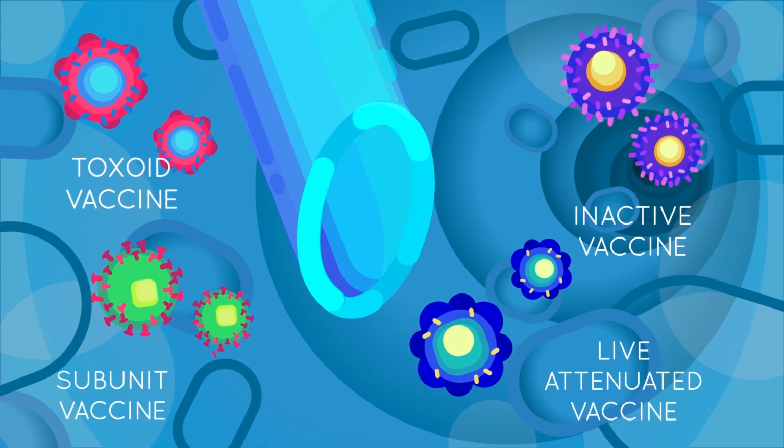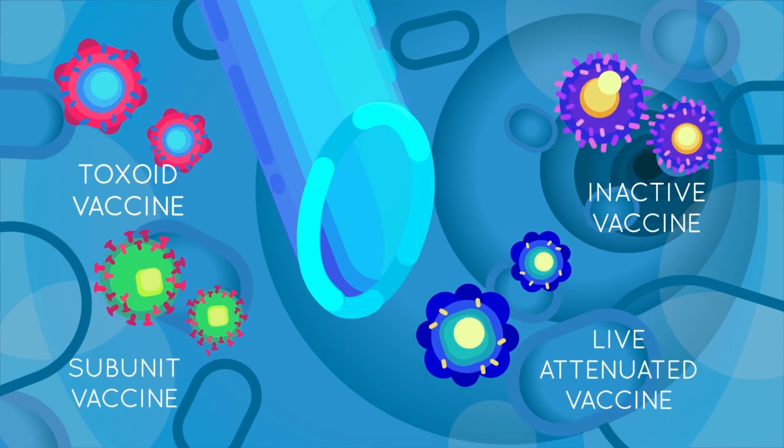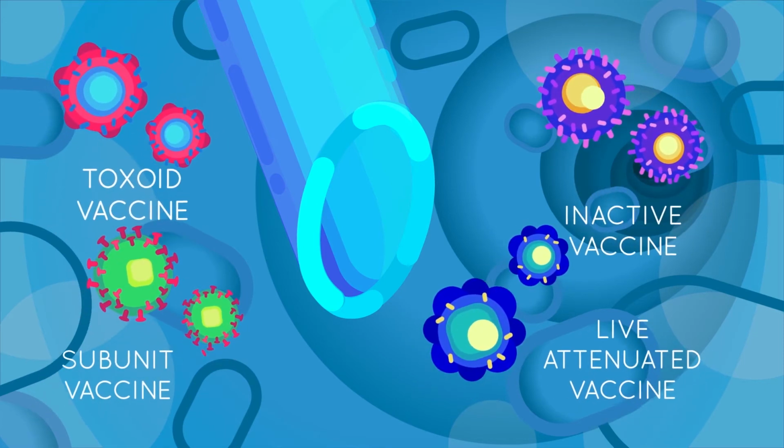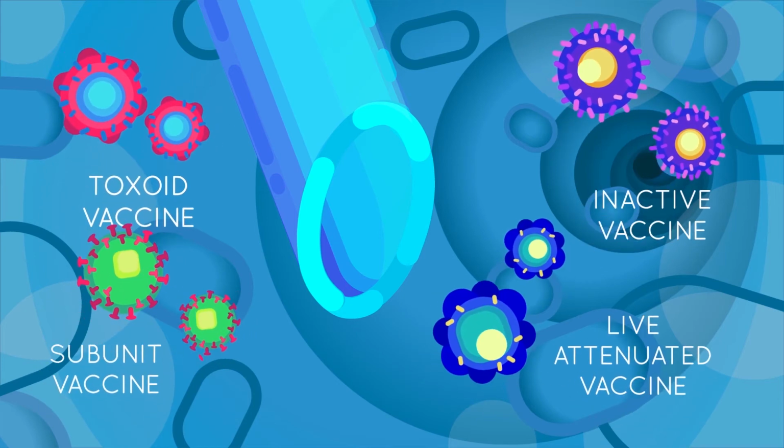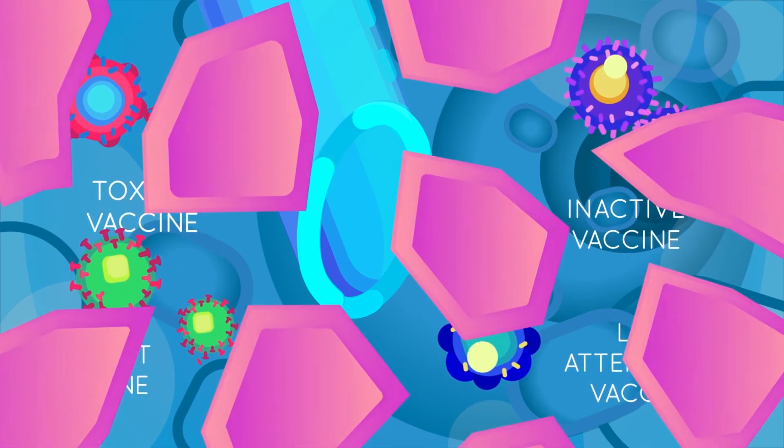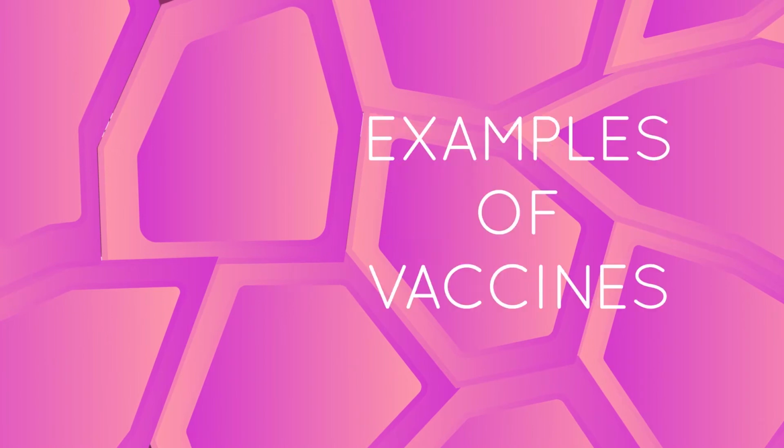Lastly are live vaccines. Live vaccines use a weakened form of the germ that causes a disease. These vaccines are so similar to the natural infection that they create a strong and long-lasting immune response. Let us now look at some examples of vaccines.